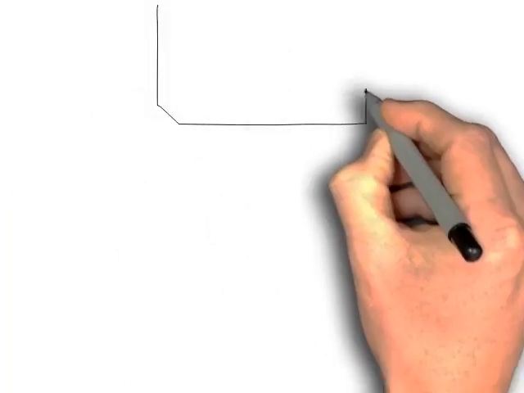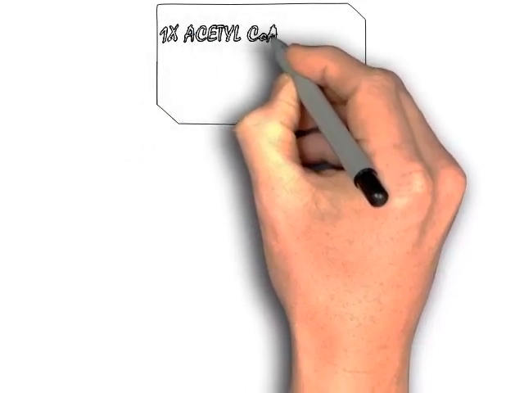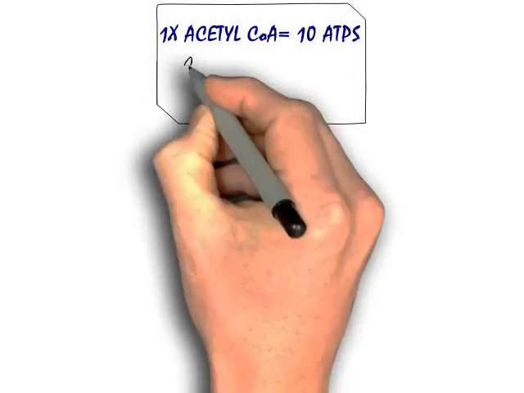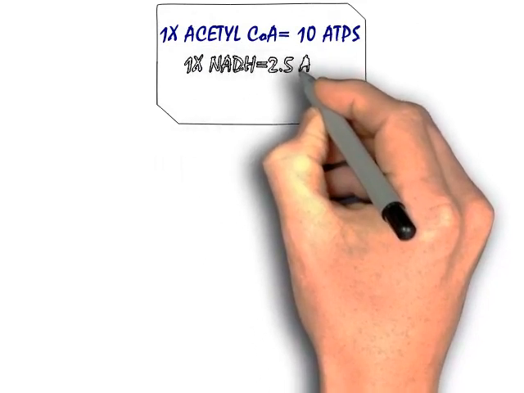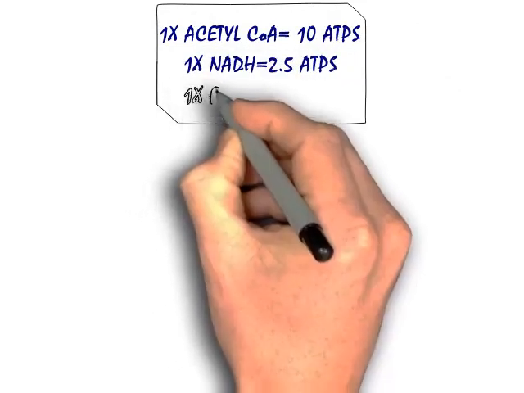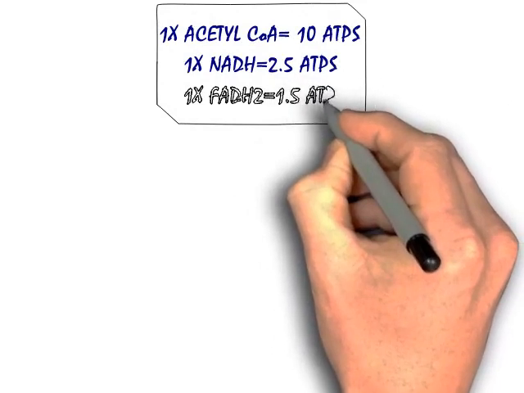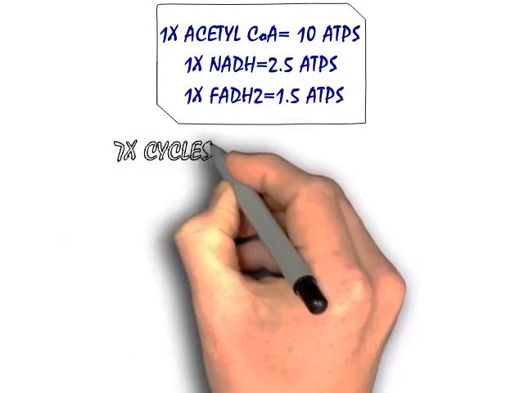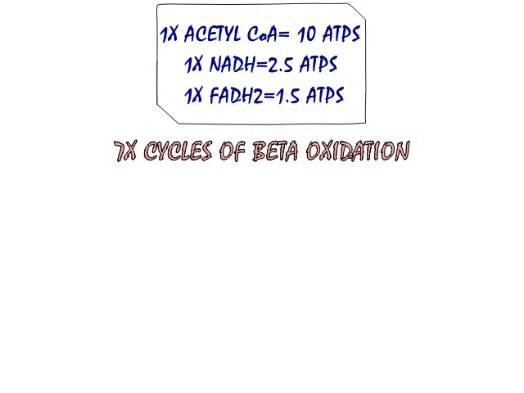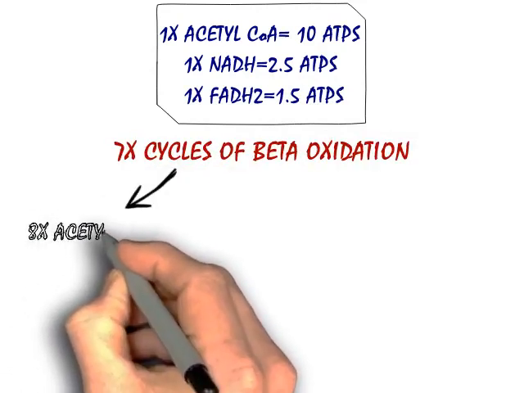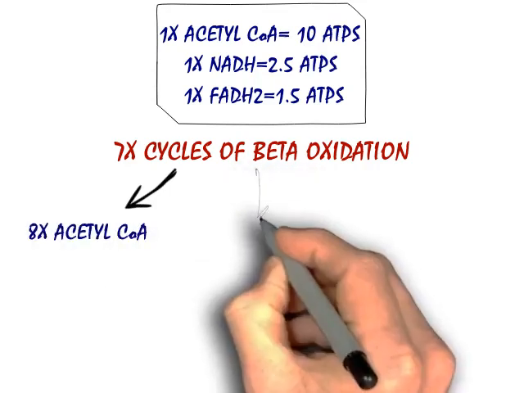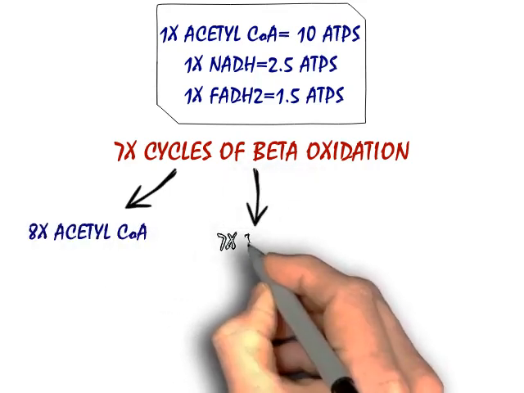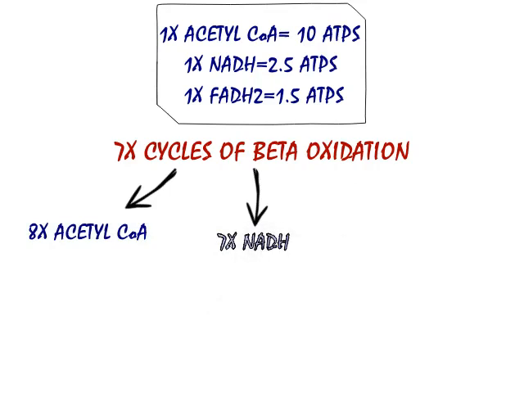So to understand this, we must first understand that one molecule of acetyl-CoA is equal to 10 ATPs, one molecule of NADH is equal to 2.5 ATPs, and one molecule of FADH2 is equal to 1.5 ATPs. So in the 7 cycles of beta oxidation, we have 8 molecules of acetyl-CoA. Along with it, we have 7 molecules of NADH and we have 7 molecules of FADH2.